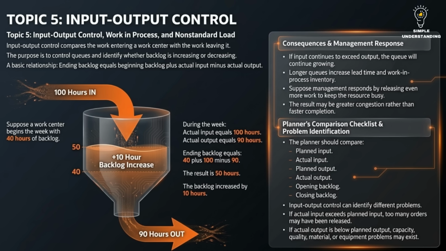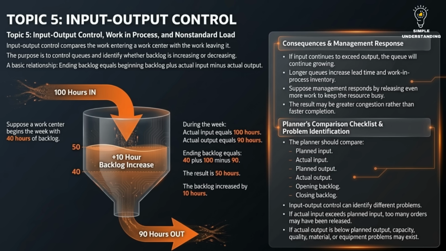Suppose a work center begins the week with 40 hours of backlog. During the week, actual input equals 100 hours. Actual output equals 90 hours. Ending backlog equals 40 plus 100 minus 90. The result is 50 hours. The backlog increased by 10 hours.